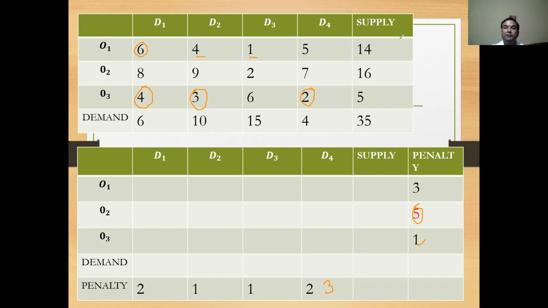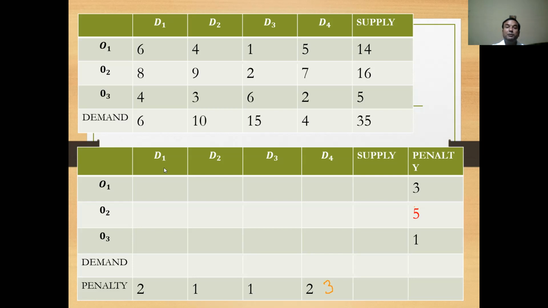We have already marked them. Now what is the maximum penalty among these rows and columns? The maximum penalty, which I have already marked in red, is 5, and this maximum penalty belongs to the second origin.